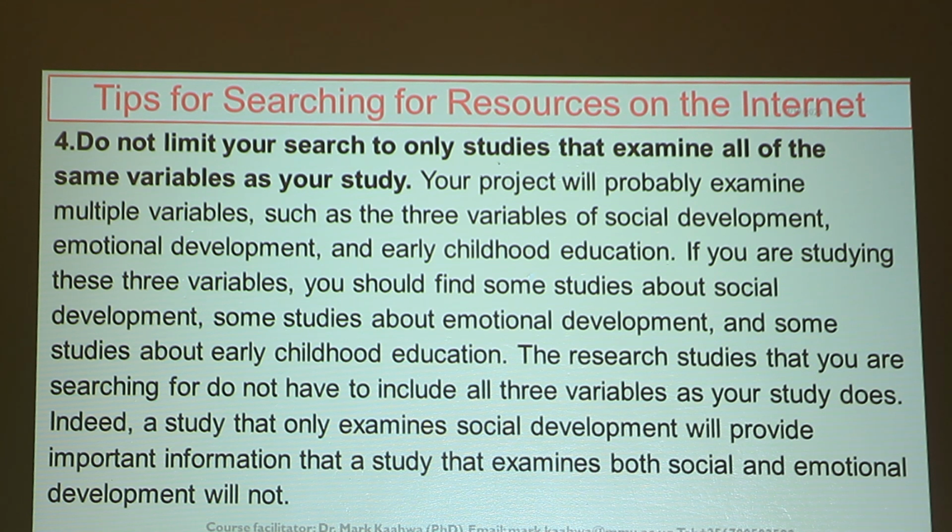So the studies that you are reviewing do not have to include all three variables as your study does. Indeed, a study that only examines social development will provide important information, just as a study that examines both social and emotional development will. So here we are saying you do not limit your search to only studies that examine all your variables. That's why we are saying you look at the synonyms. The synonyms will take you to other studies which are similar to what you have studied.